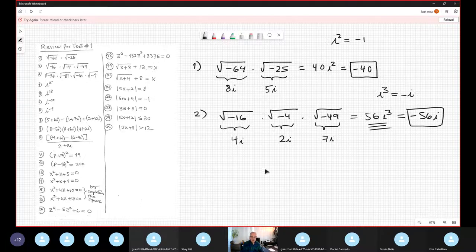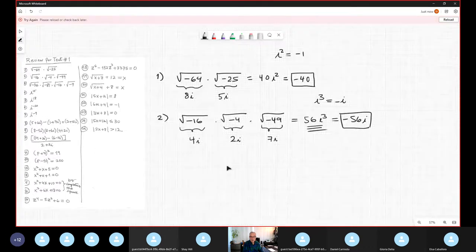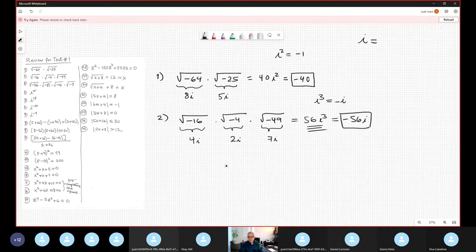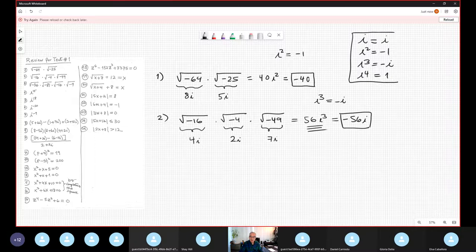So the only thing you have to remember is the powers of i. i squared is negative 1, real. i cubed is negative i. i to the 4th power is positive 1, real again. And this is cyclical. It repeats every 4.